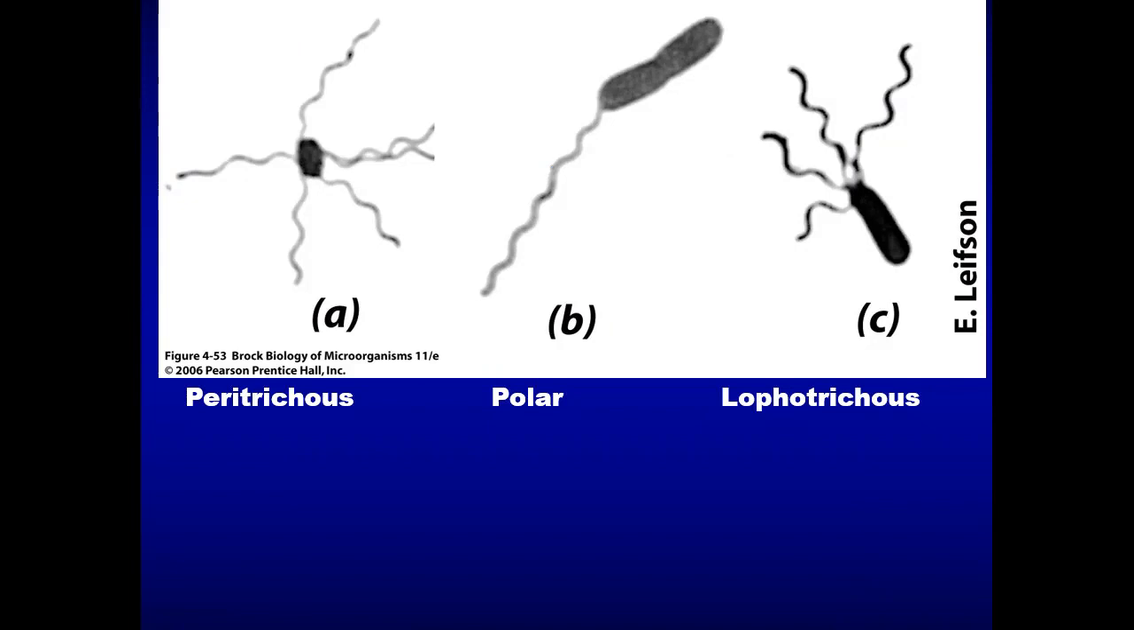And then I'd like you to know that last term, lophotrichous. Figure C is showing lopho. That's a tuft of flagella, but just on one end. A tuft of flagella, just on one end.